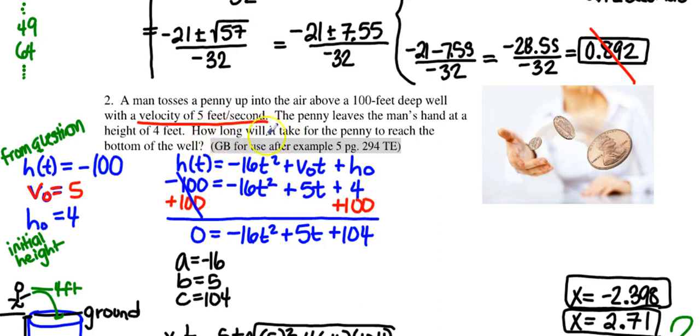So let's see. How long will it take? We're talking seconds, feet per second. So T is number of seconds, and F of T is height of penny.